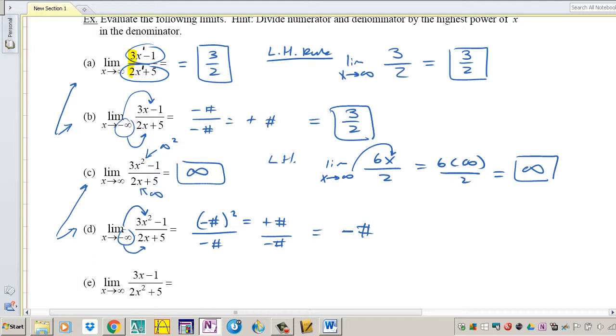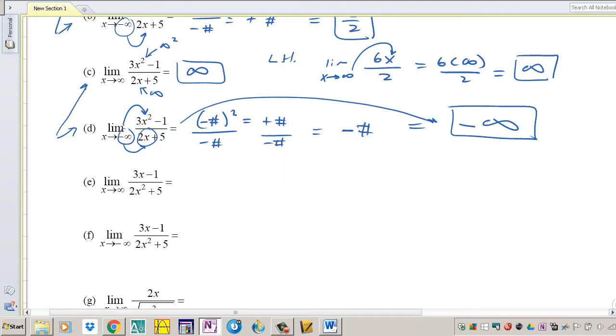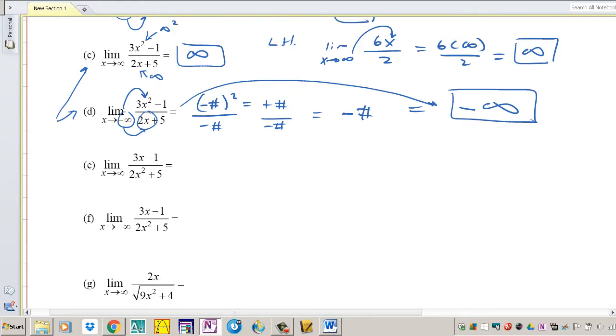And the answer is still the same because it's top heavy. So the answer for this problem here is negative infinity because it's top heavy. The only problem is that we have a linear in the bottom, which means that the sign does matter when you plug in a number in there. Let's go ahead and take a look at letter E.